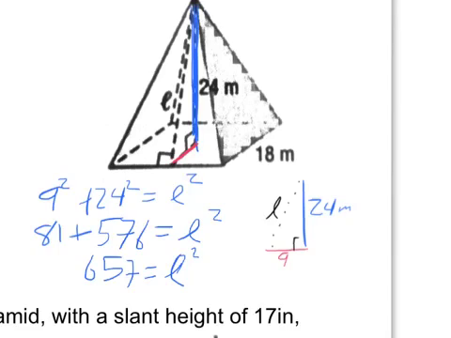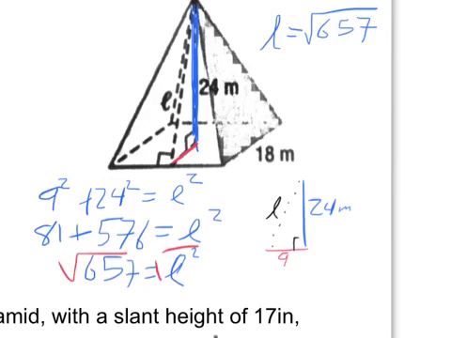And now the last step here is to take a square root. Take a square root. And so we get that L equals the square root of 657. Well, I'm going to do that up here in the corner. The slant height equals the square root of 657. Okay, so that's a really big square root.